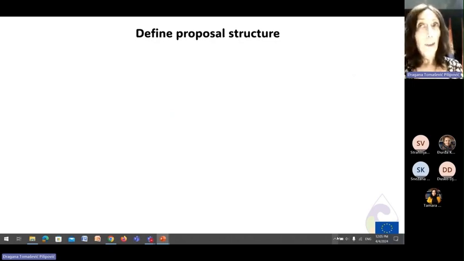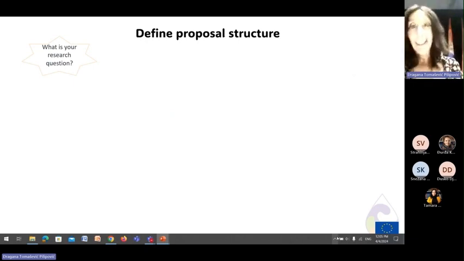So in order to find them out, we can ask ourselves some questions. First of all, you have to define your research question. What do you want to do in your proposal? Which is the base, of course. As I said yesterday, the idea comes before everything else.